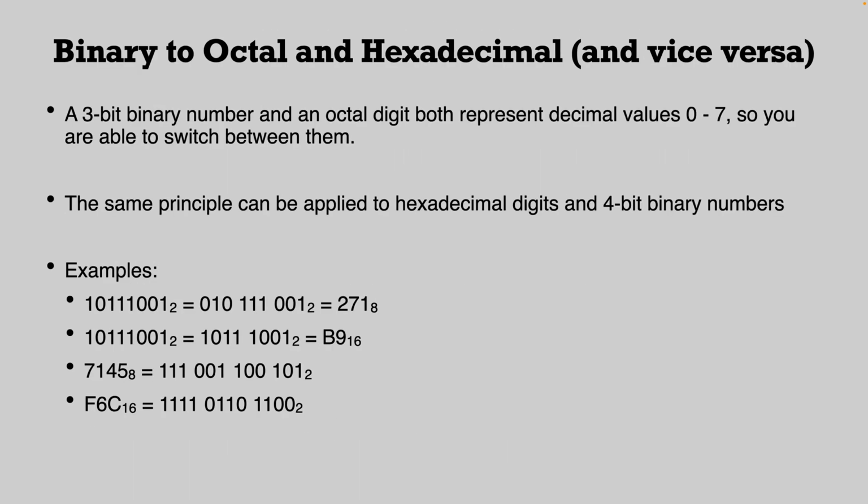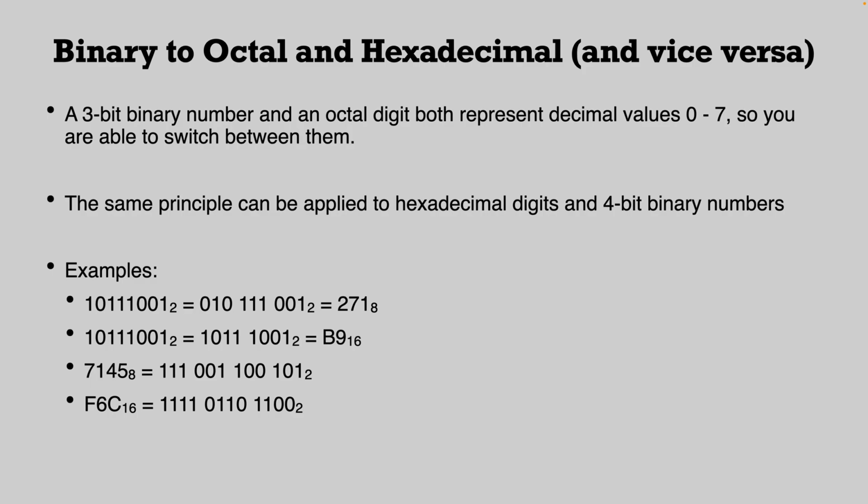Alright, so now we can talk about switching between binary to octal and hexadecimal, and vice versa. So 3-bit binary numbers and an octal digit can both represent decimal values 0 through 7. So you're able to switch between them easily. And the same thing with hexadecimal digits, except it's with 4-bit binary numbers. So we have some examples here.